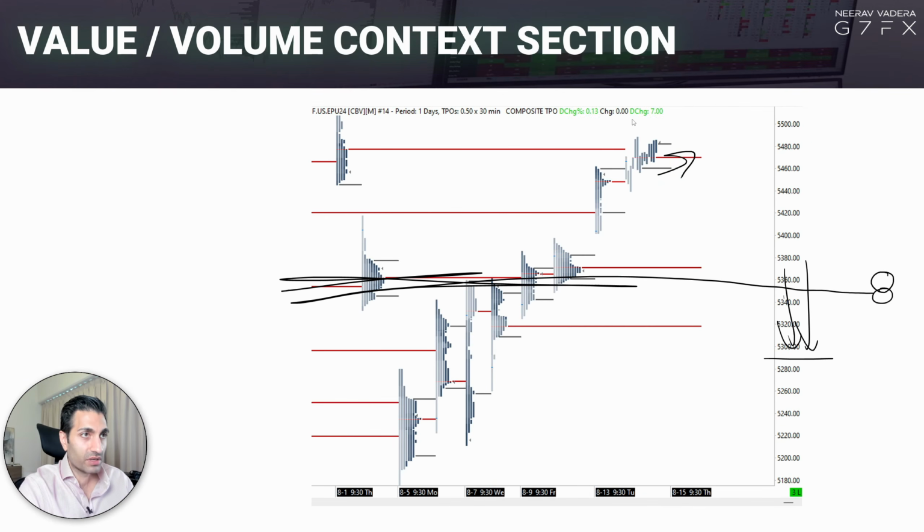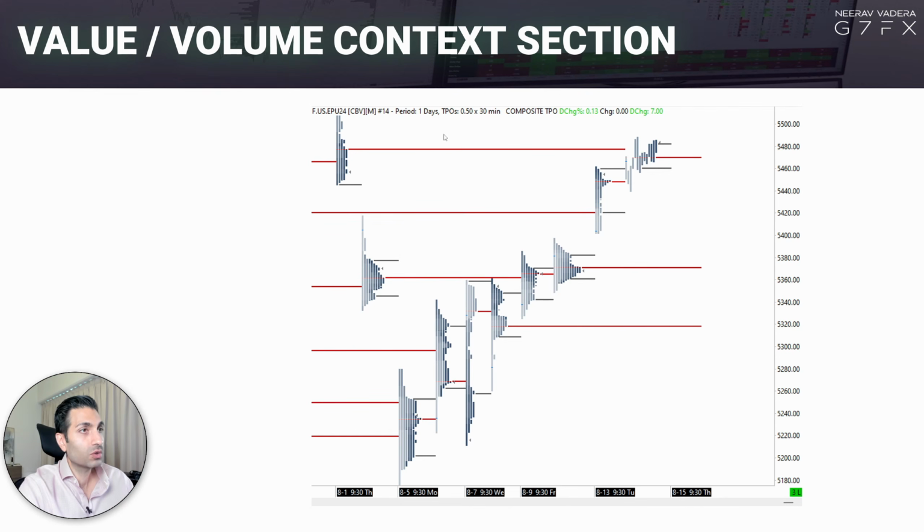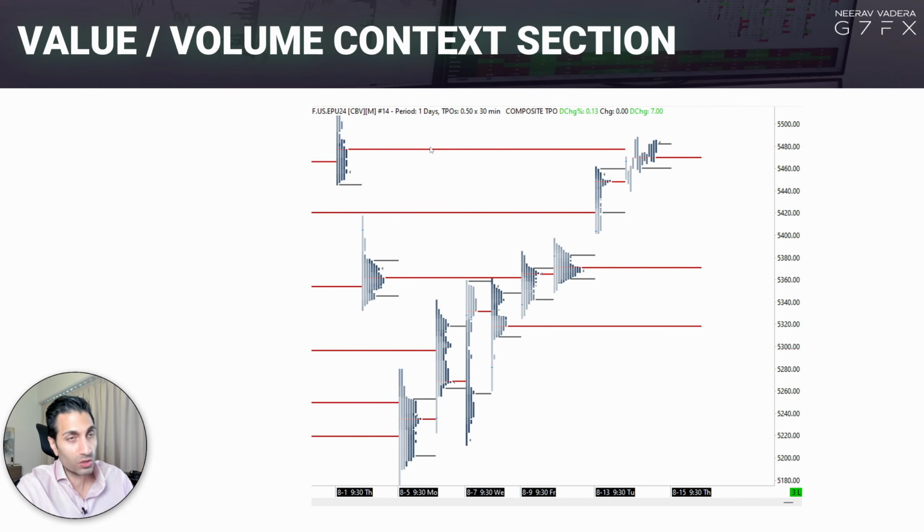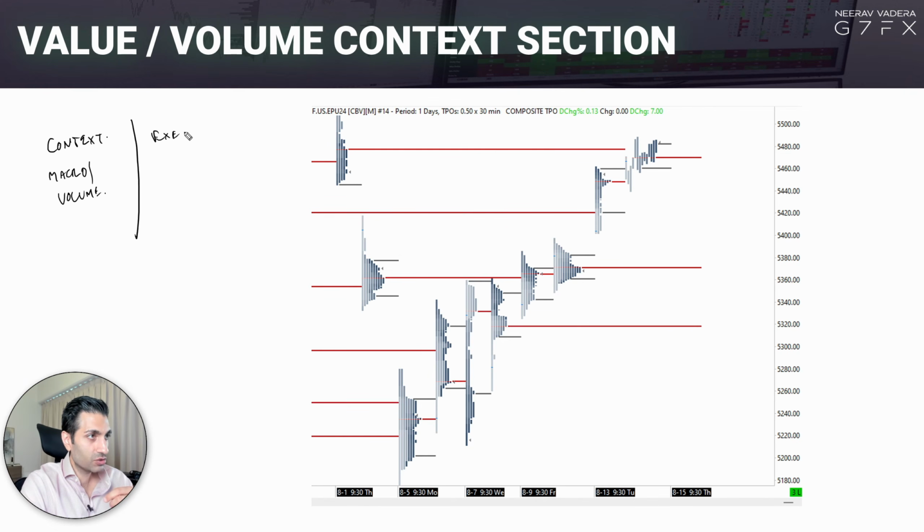So just to summarize, you've seen us talk about the macro context or volume context, whatever you want to do, introduce that into your trading, split out your pre-market context. That can either be macro, it can be volume based. Move away from price only.